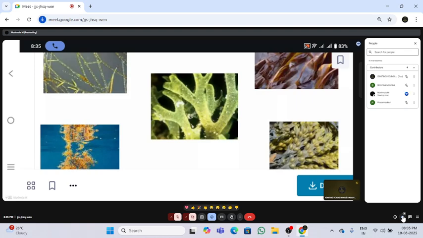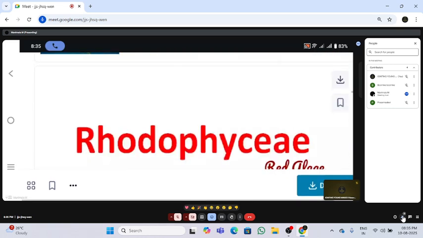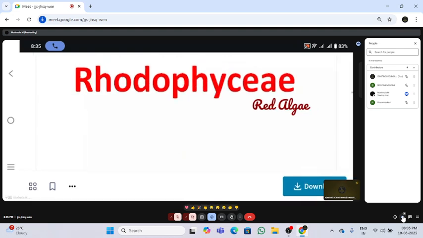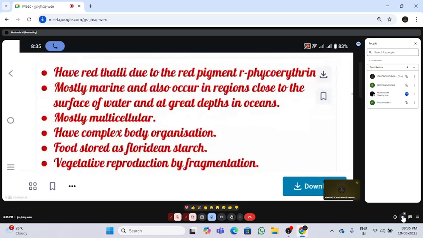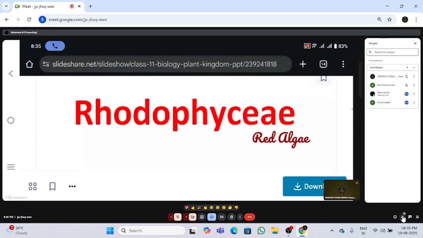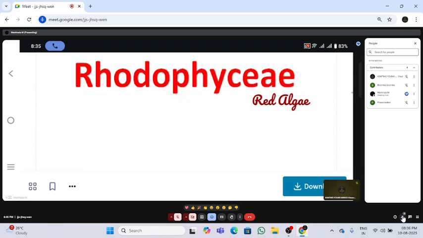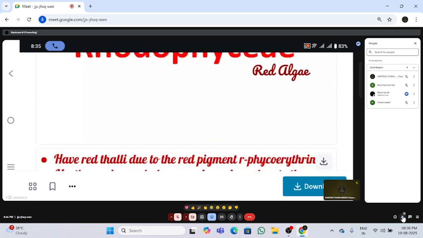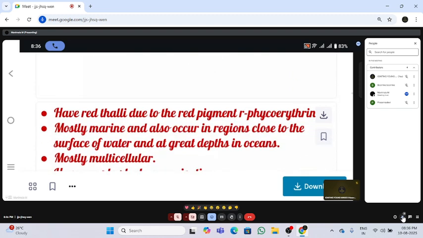Shall I move to the next one? Yes, ma'am. Can you give some examples of Phaeophyceae? Ectocarpus and Laminaria, ma'am. Very good. Okay. Shall I move to the next one? Yes, ma'am. The next topic is about the Rhodophyceae, which is also known as red algae. Chlorophyceae, green algae. Phaeophyceae, brown algae. Rhodophyceae, red algae.